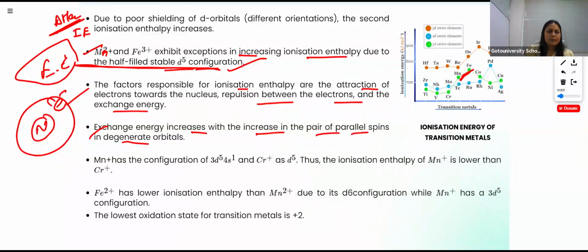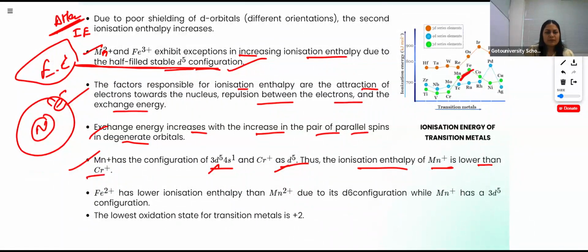Okay. Now manganese, it has a configuration of this. Chromium plus, it has a configuration of d5. All right, you can see d5 and d5. So the ionization enthalpy of Mn plus is lower than the chromium.